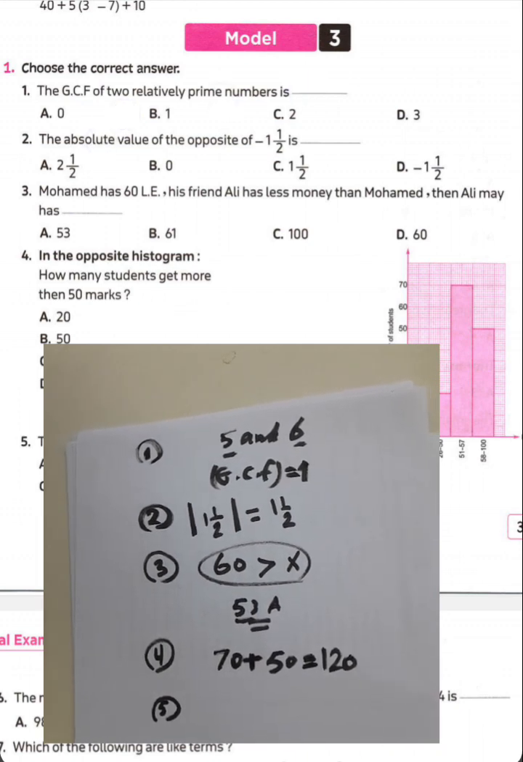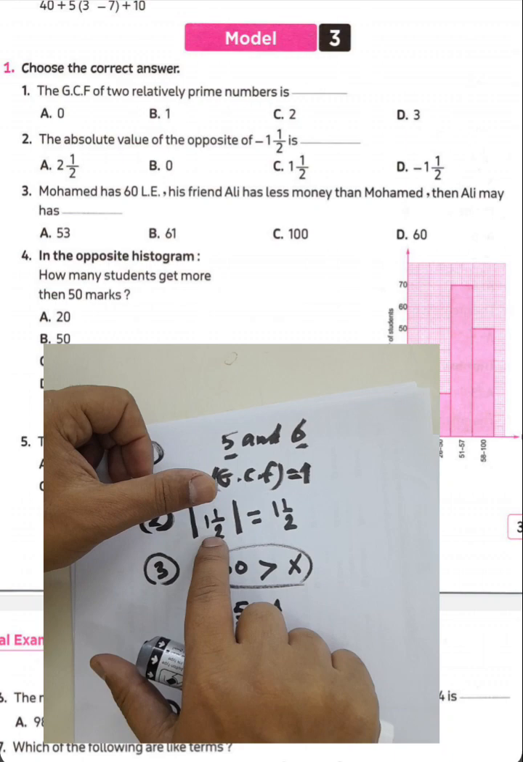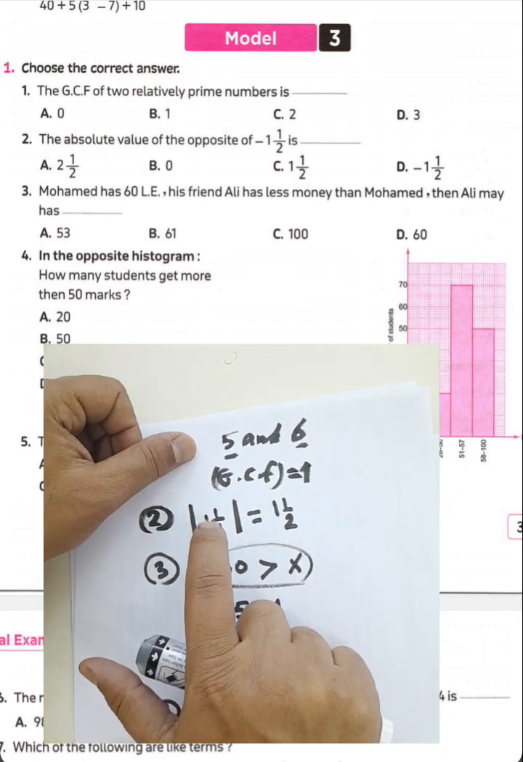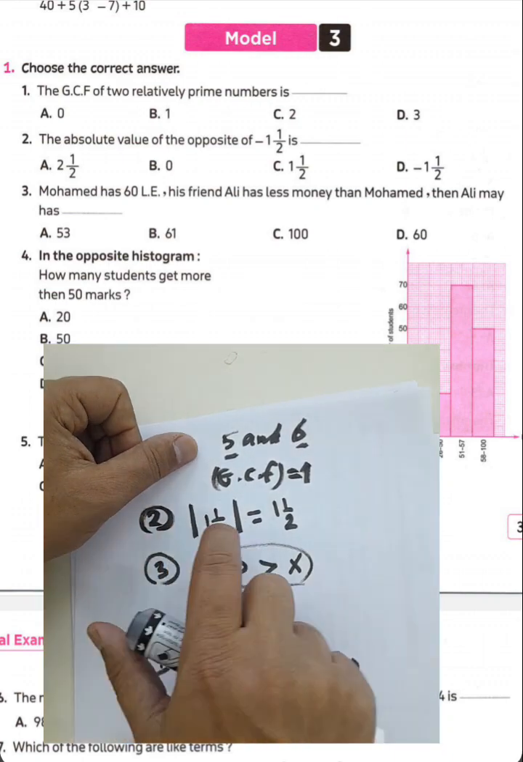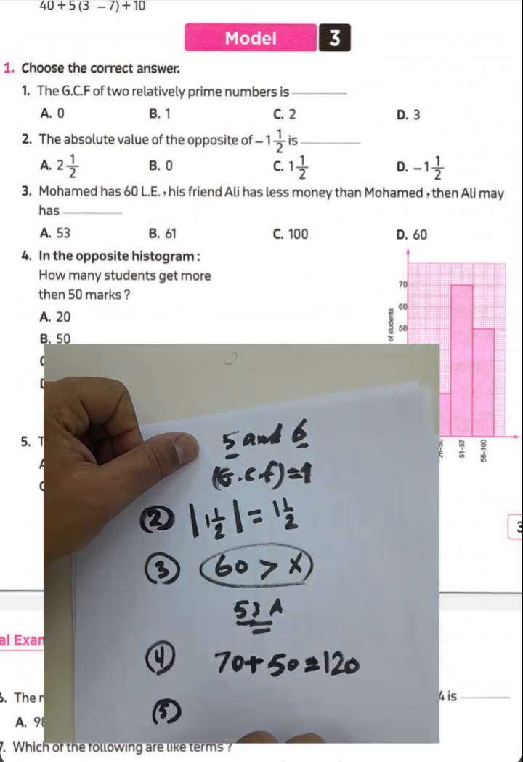Question number 2: the absolute value of the opposite of negative 1 1/2 is blank. We know the opposite of negative 1 1/2 will be 1 1/2. The absolute value of 1 1/2 will be 1 1/2.